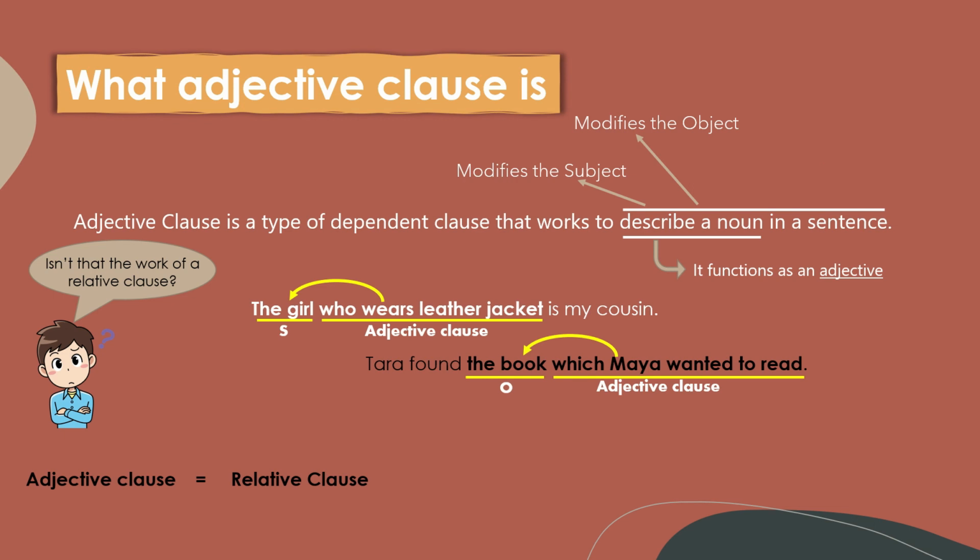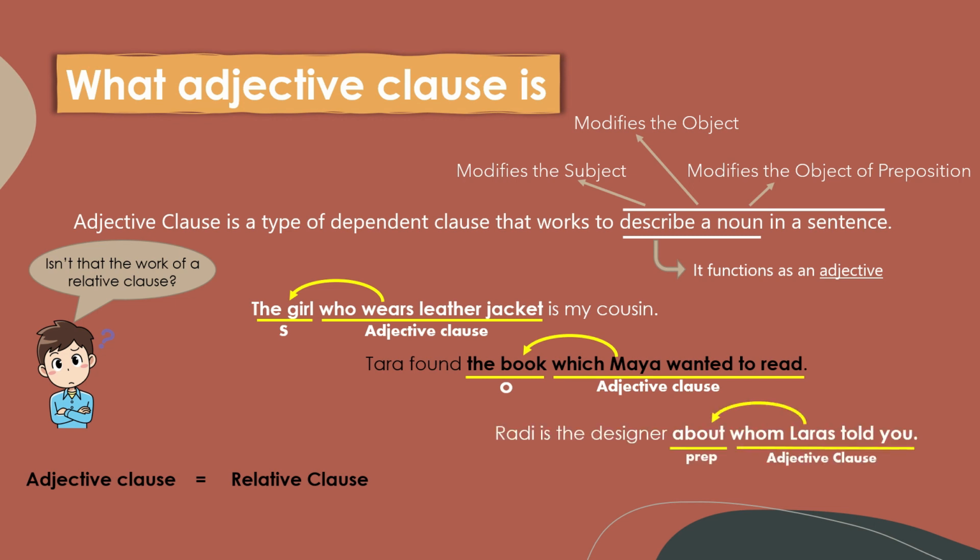Alright, so the last one is an adjective clause can modify the object of a preposition. In a sentence, it is possible that there is an object of preposition. And this is one of the examples. Radhi is the designer about whom Laras told you about. The preposition is about and the adjective clause is whom Laras told you about. So which one is the object of preposition? Okay, let's get to that later in the discussion today.